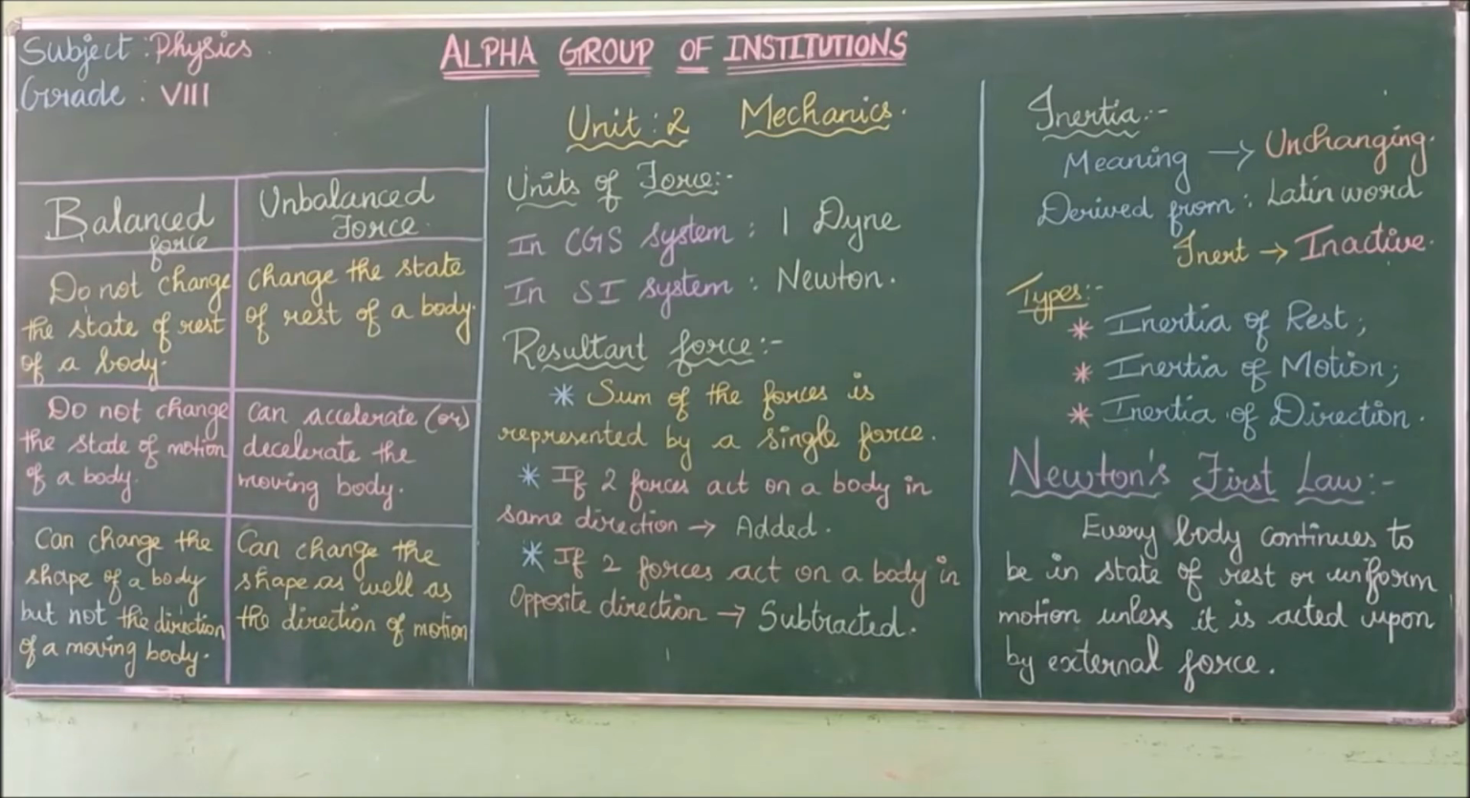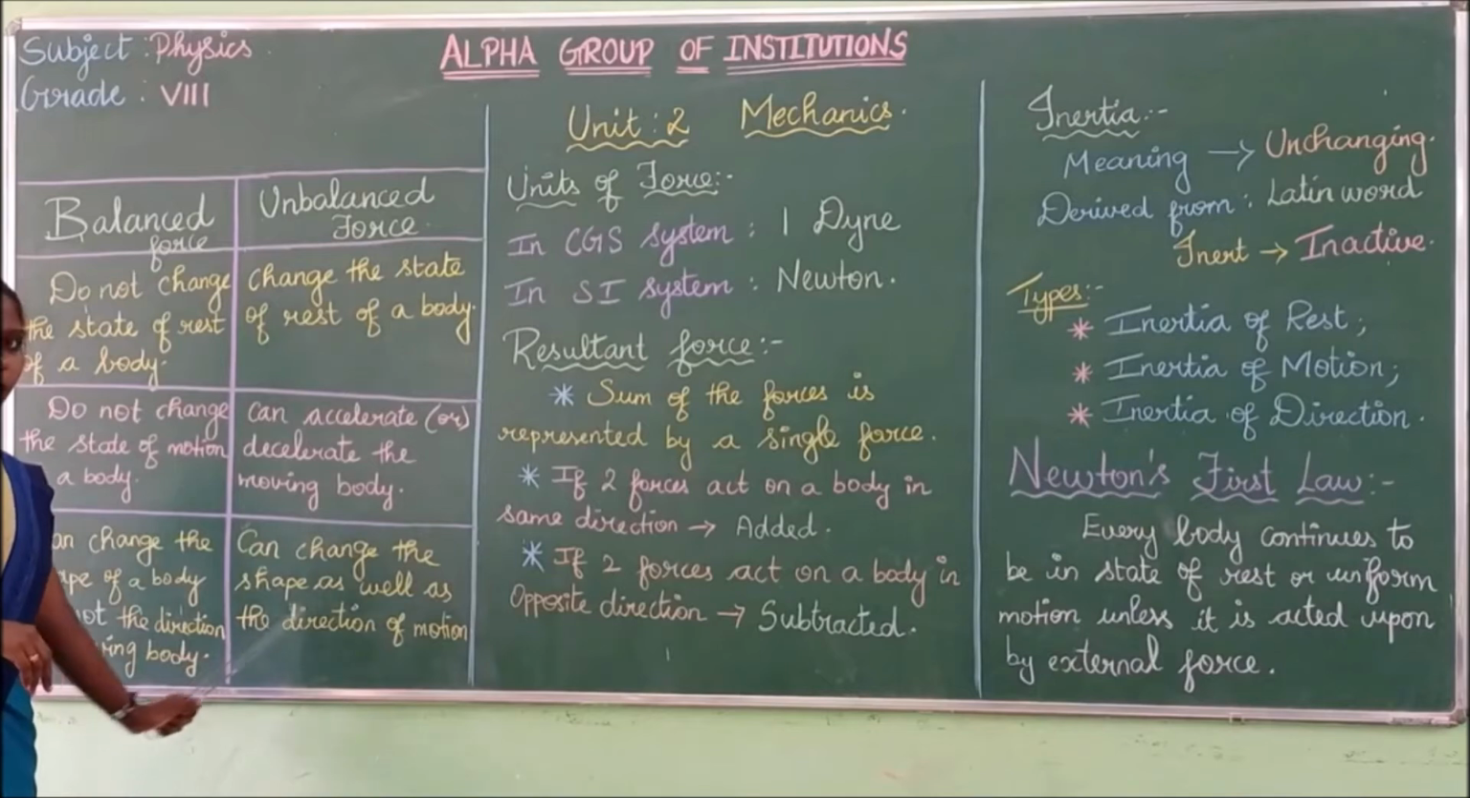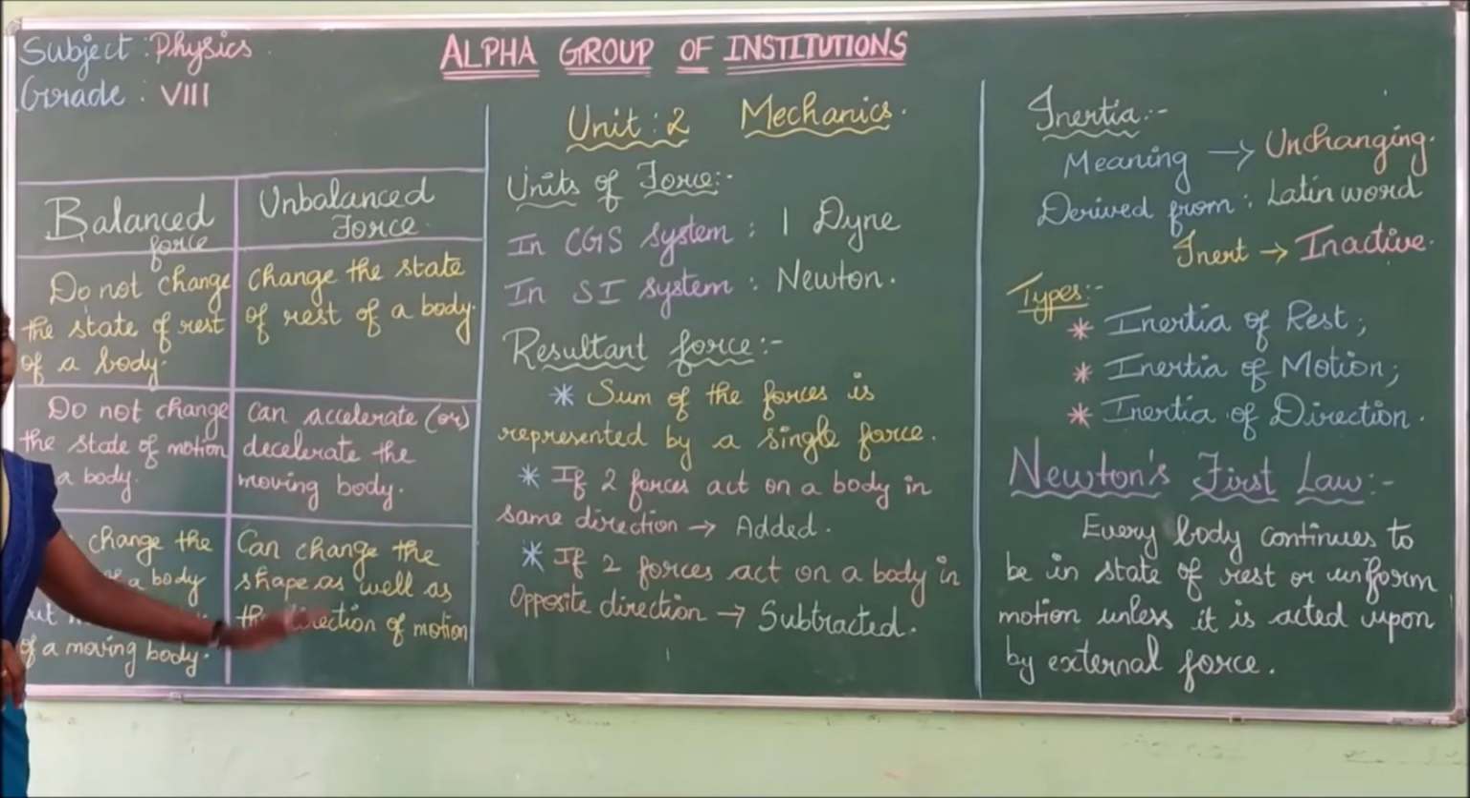What are the differences between balanced force and unbalanced force? Balanced force does not change the state of rest and state of motion of a body. Unbalanced force can change the state of rest and motion of a body. It can accelerate or decelerate the moving body. Accelerate is increasing speed, decelerate is decreasing speed. Next, balanced force can change the shape of a body but not the direction of a moving body. Unbalanced force can change the shape as well as the direction of motion.